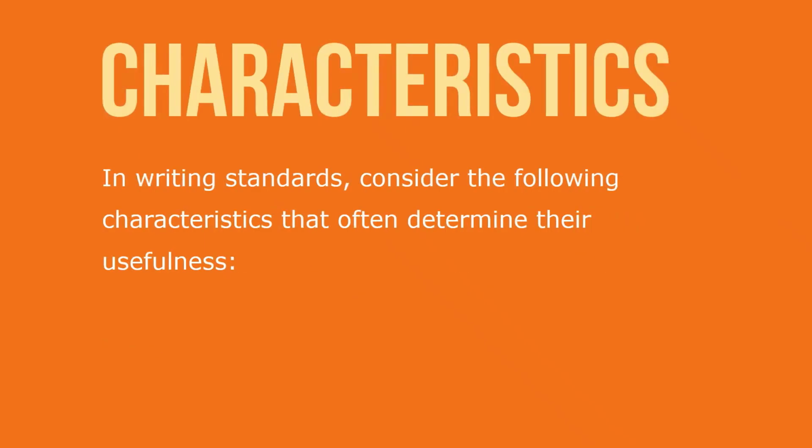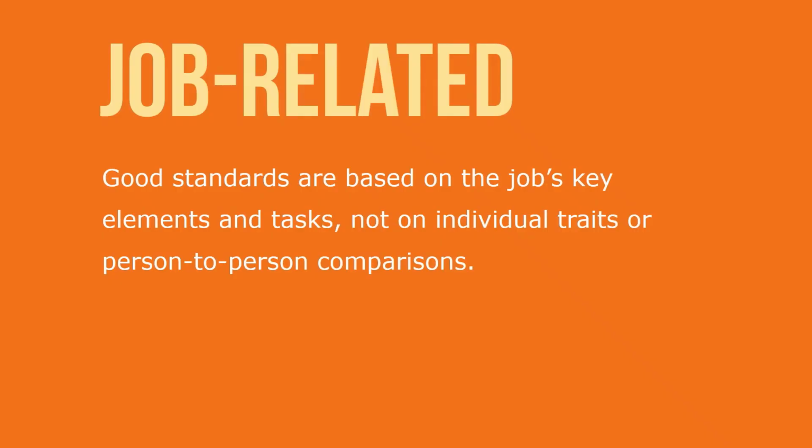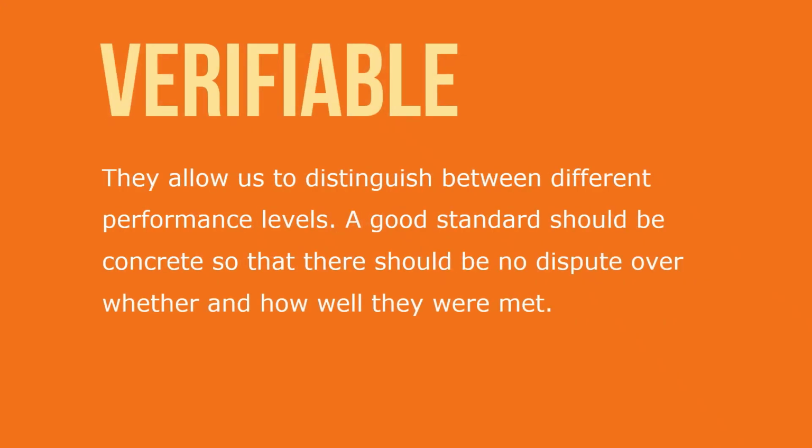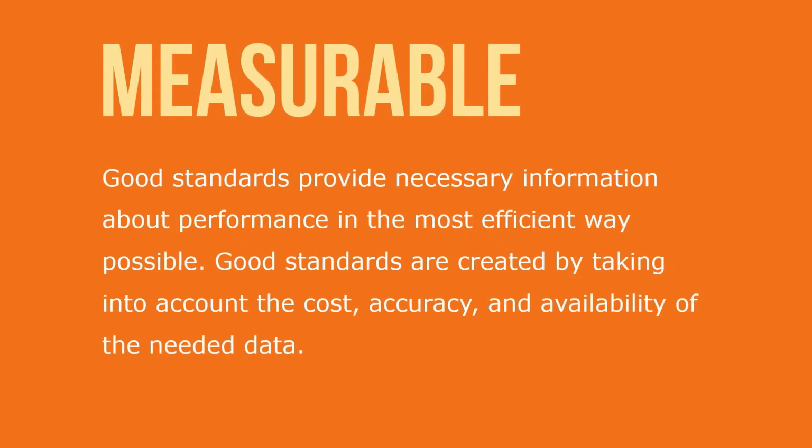In writing standards, consider the following characteristics that often determine their usefulness. Good standards are based on the job's key elements and tasks, not on individual traits or person to person comparisons. Good standards are observable and verifiable. They allow us to distinguish between different performance levels. A good standard should be concrete so that there is no dispute over whether or how well it was met. Good standards provide necessary information about performance in the most efficient way possible.